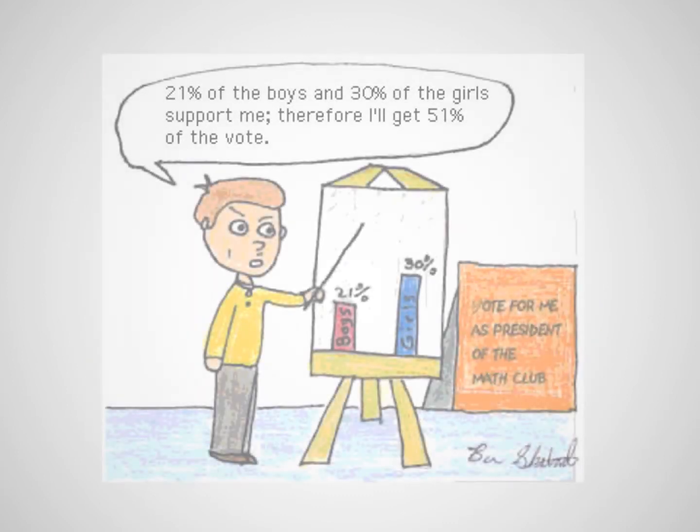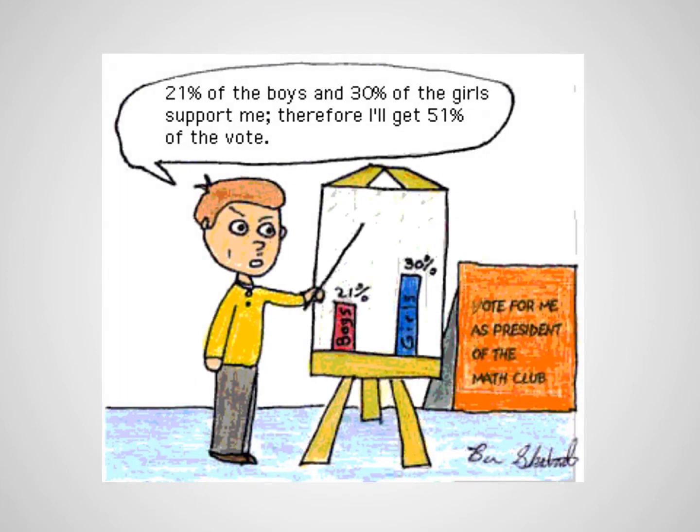Here you have another example of how statistical data can be misused. Obviously, in this case, it all depends on how many boys and how many girls there are in the class or the group. Because depending on the number of boys and girls, this candidate may or may not have 51% of the vote. As it stands, as it is shown, obviously, this is wrong.